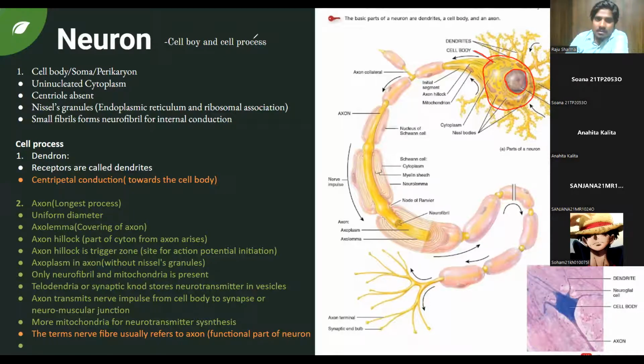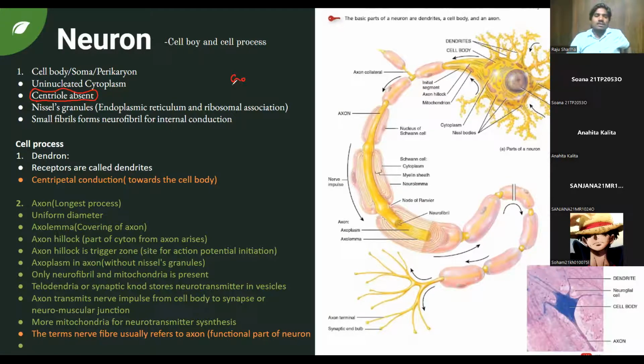ठीक है, but एक important point क्या है कि they do not have centrioles. Anyone can tell me why they do not have centriole? So because they do not divide. Exactly, they do not divide. Why? Because they are specialized cells. So in which phase of the cell cycle are they present right now when they are not dividing? G0. Exactly, in the G0 phase of the cell cycle. Okay, so is it clear?